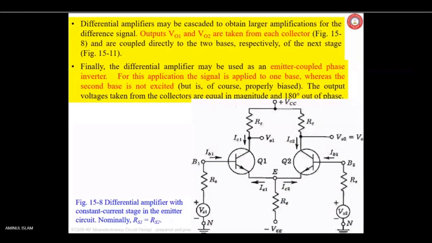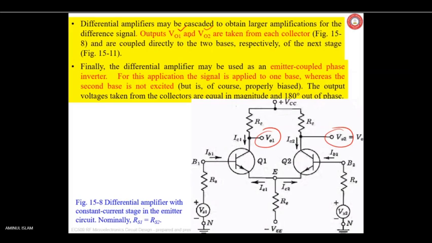Differential amplifiers may be cascaded to obtain higher amplification for the differential signal. Outputs BO1, BO2. See, two outputs are also taken sometimes. We have seen earlier that in the CMOS based operational amplifier only one output is taken. But here, you can take two outputs and then apply them somewhere. Single is also possible. Here two is shown.